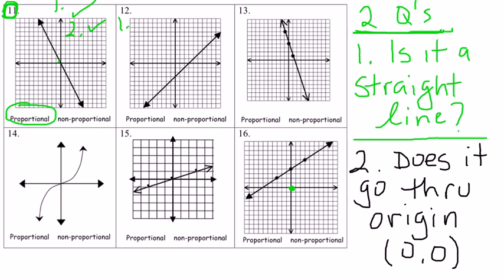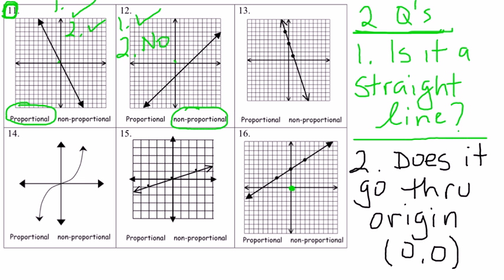My second one over here. Question 1. Is it a straight line? Absolutely. No denying that that's a straight line. Question number 2. Does it pass through the origin, or that point right there? No, it does not. So, non-proportional.